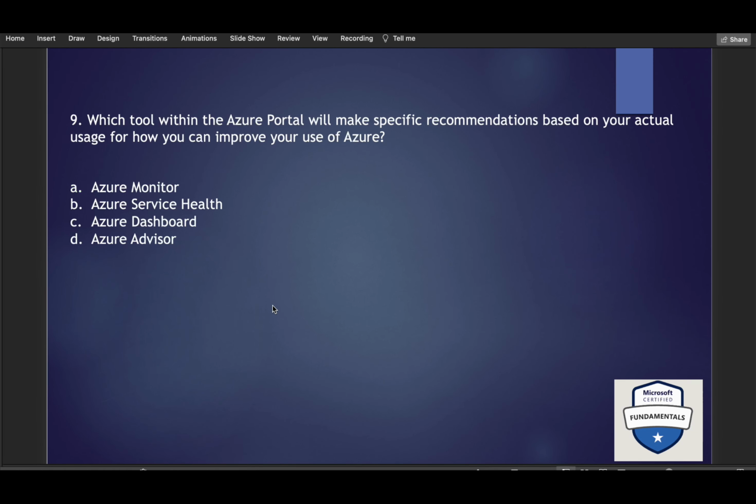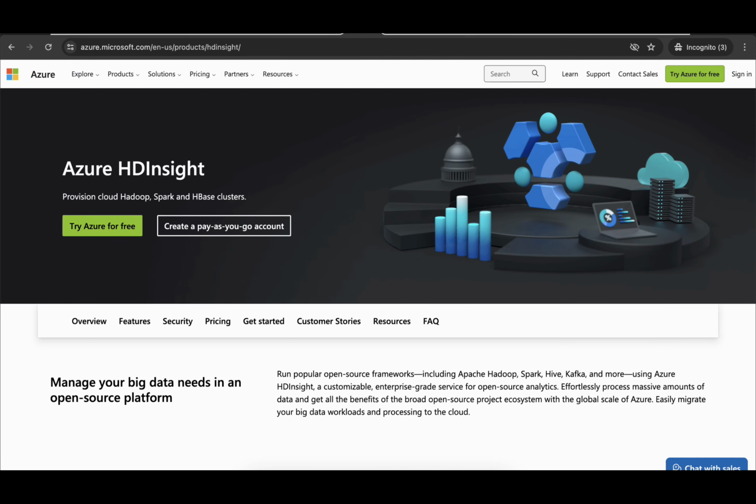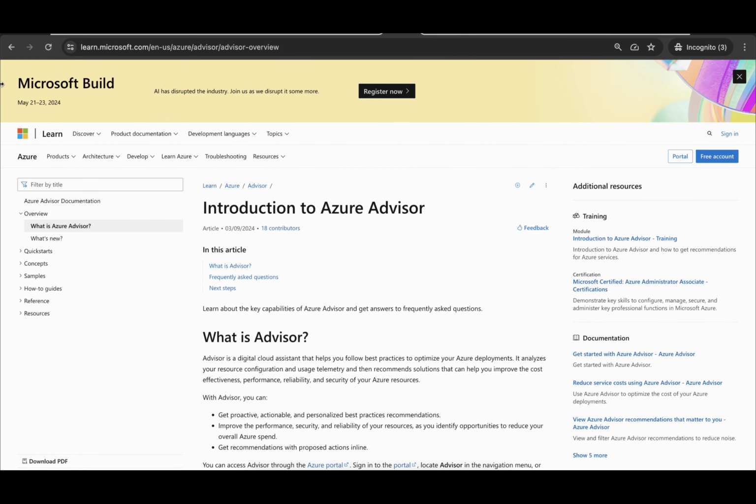And then let's move to the next question. Which tool within the Azure portal will make specific recommendations based on your actual usage for how you can improve your use of Azure? So the answer to this is Azure Advisor. Okay, and to know more on this, do read this documentation on Microsoft Learn. It talks about an introduction to Azure Advisor.